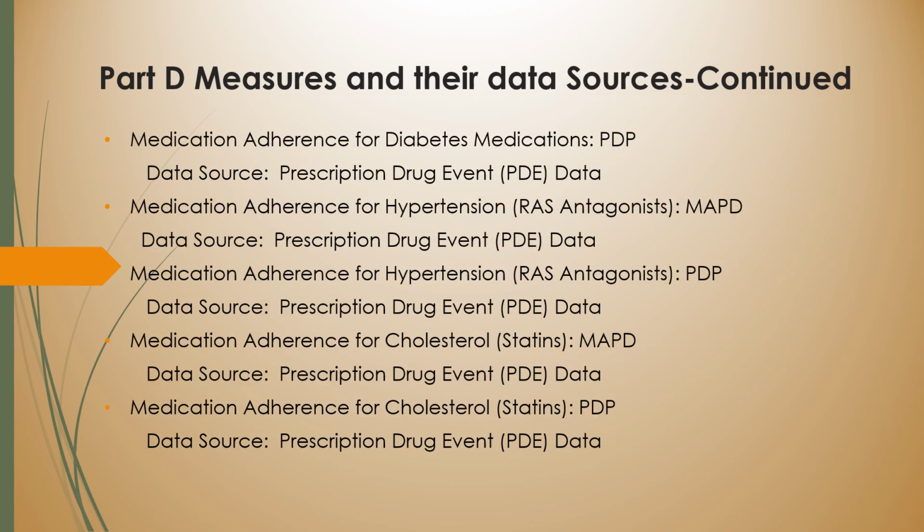Few more Part D measures and their data sources are Medication Adherence for Diabetes Medication Measure for Prescription Drug Plan. The data source is Prescription Drug Event Data. Medication Adherence for Hypertension RAS Antagonist Measure for Medicare Advantage with Prescription Drug Coverage Plan and for Prescription Drug Plan. The data source is Prescription Drug Event Data for both plans.